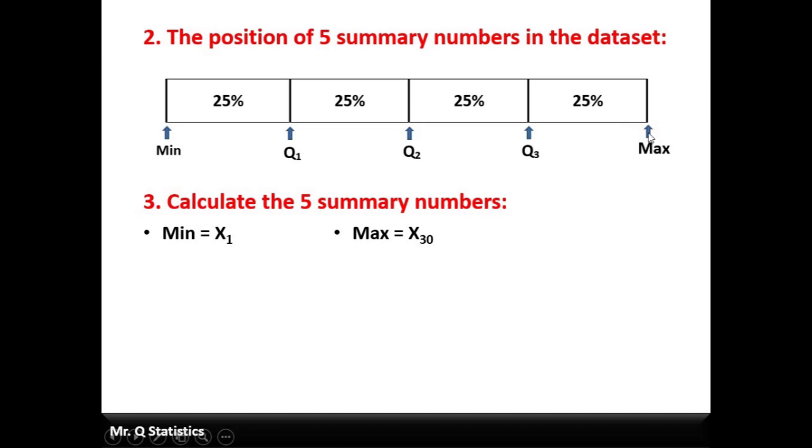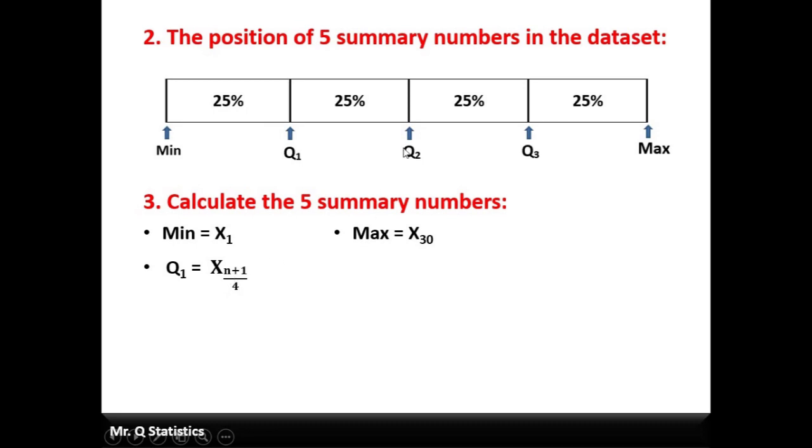For the 3 quartiles, they are the values that are located in the position of the next 25% of the total students. As you can see, quartile 1 is located in the first 25% of the data. So we have this formula to identify Q1, which is x of (n plus 1) over 4.